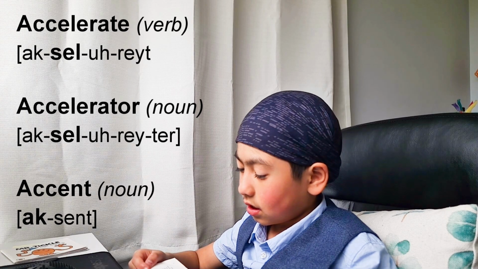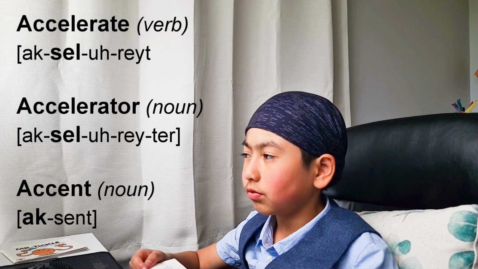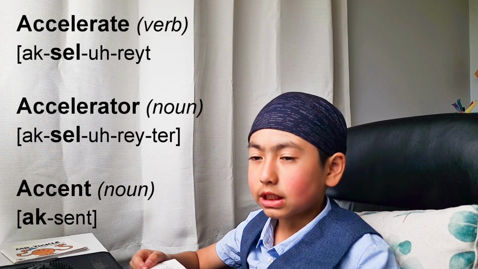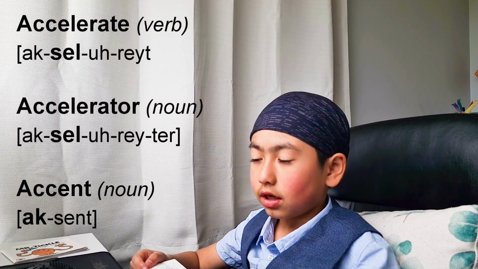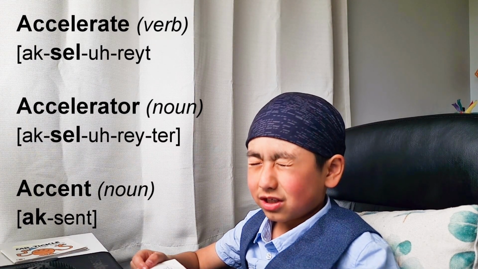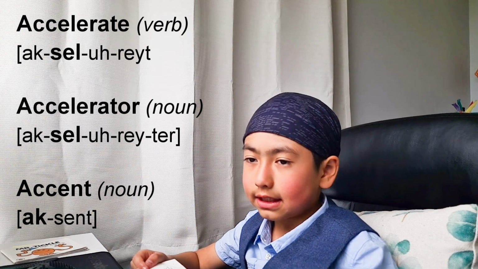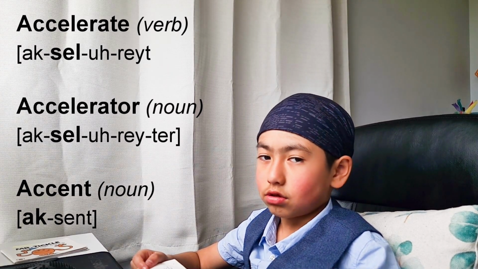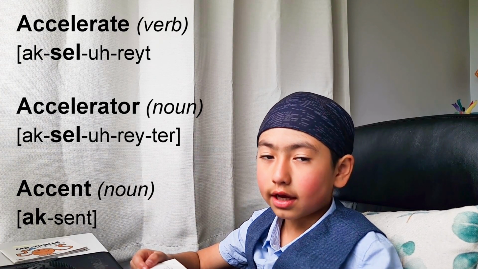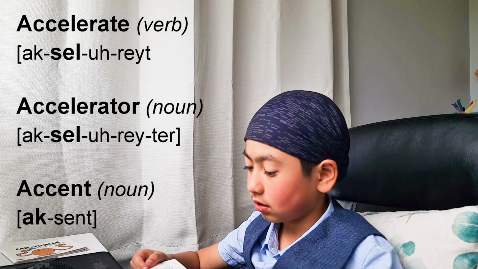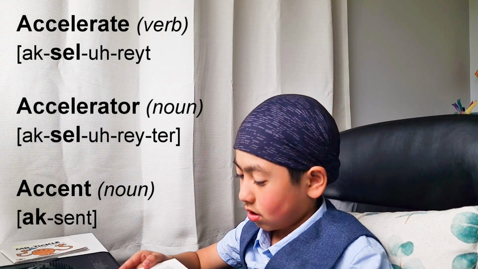So the meaning is, if someone speaks a language and it sounds like it is from a specific region, that is an accent. So an example is, if an Indian person speaks English, it sounds like Indian. So his accent is Indian.